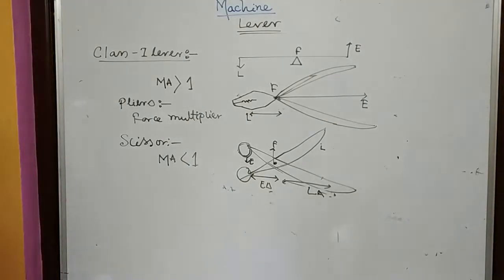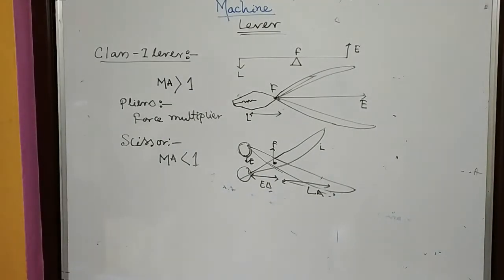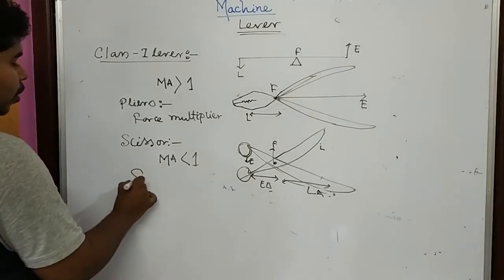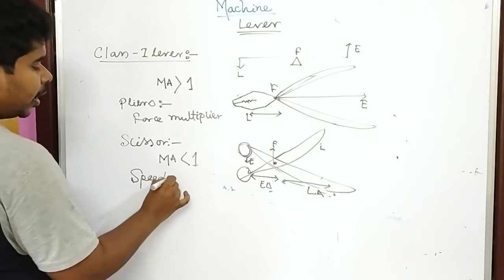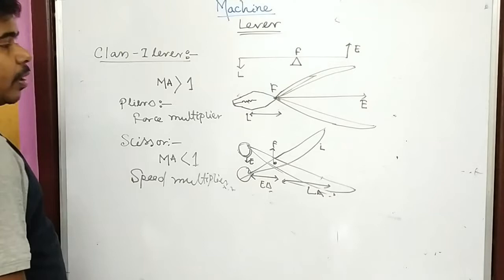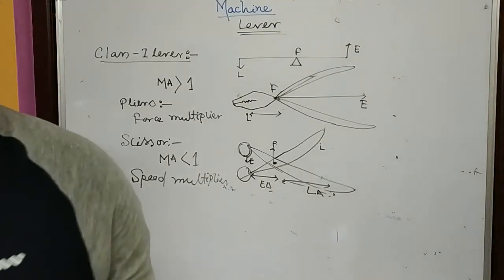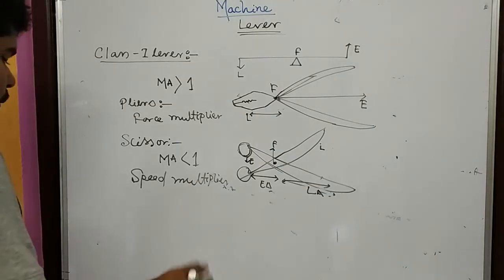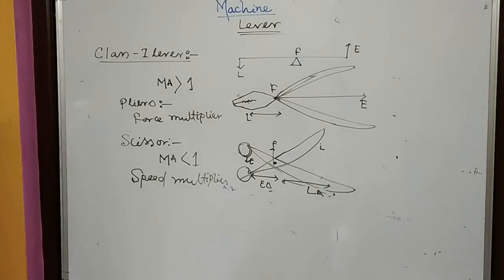And as the mechanical advantage is less than 1, here we have to give more force, but will generate less force. But there is a use of it. This is used as a speed multiplier. So that's why we can cut paper or clothes very fast using that scissor. So for a class 1 lever, for different mechanical advantage, we can use it for different purposes.